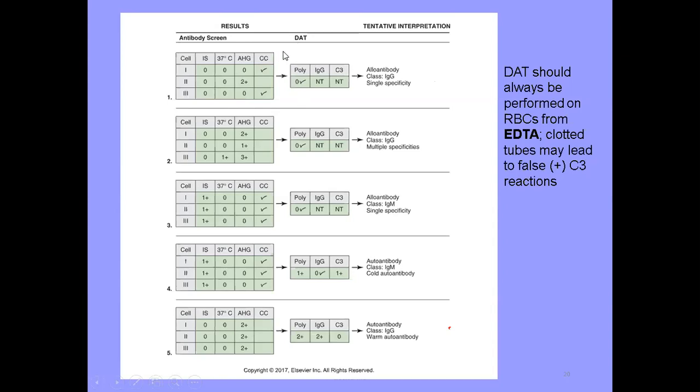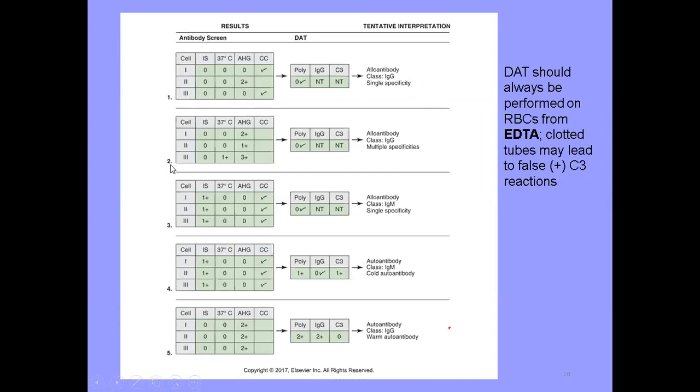So this is simply telling us they have an allo antibody because nothing is showing up here. It's class IgG because it's only reacting at AHG. And we suspect they just have one antibody because it's only reacting with one of our screening cells. So no multiple antibodies, just one.